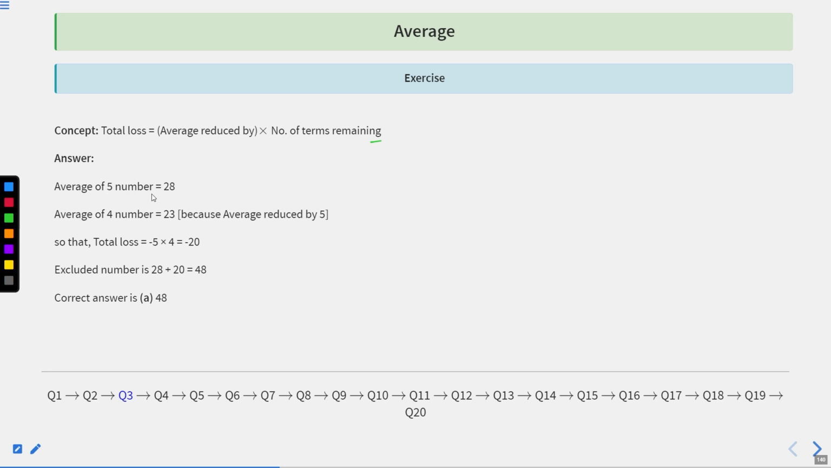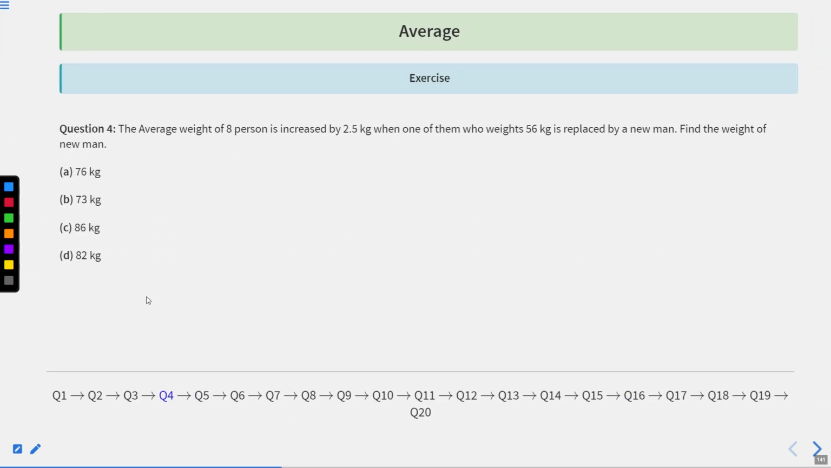First of all, the average of the 5 numbers given to us is 28. The average of 4 numbers is 23, because the average reduced by 5 is already given to us. So we can simply subtract 5 from 28 to obtain the new average of 4 numbers. So the total loss is minus 5 times 4, equal to minus 20. So the excluded number is 28 plus 20, equal to 48.